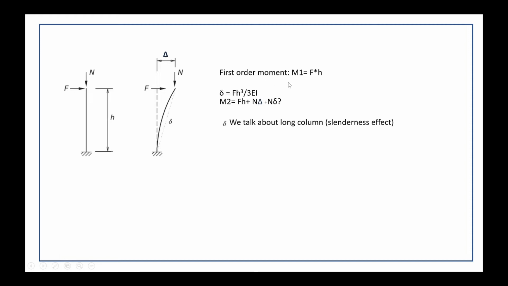And for the first order moment M1, it's the same as the above slide, but now we want to focus on small delta. If we talk about small delta, we must talk about the slenderness. The slenderness effect, we will talk about the long column. The column, we can classify it to short column and long column. For the long column, we concern about the slenderness. So for the slenderness, we have to include the small delta. For the short column, it's not concerned about the small delta.